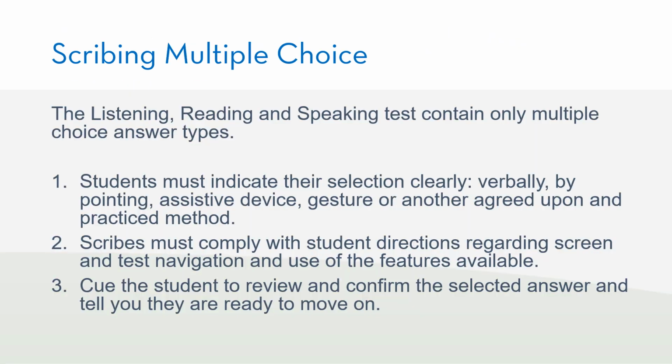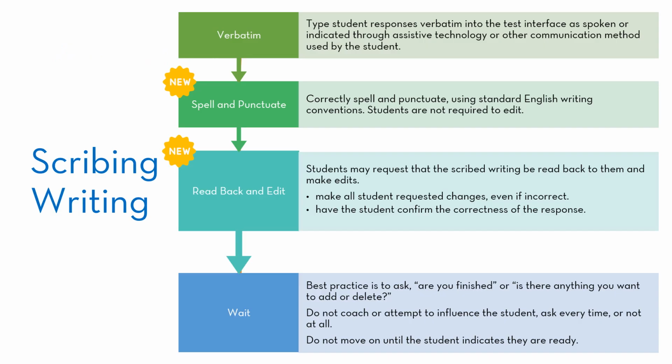Scribing multiple choice. The listening, reading, and speaking tests contain only multiple choice answer types. Students must indicate their selection clearly, verbally, by pointing, assistive device, gesture, or another agreed upon and practiced method. Scribes must comply with student directions regarding screen and test navigation and use of the features available. Cue the student to review and confirm the selected answer and tell you that they are ready to move on.